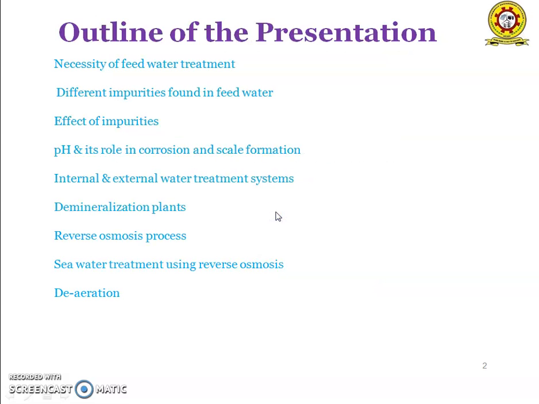The outline of my presentation is: necessity of feed water treatment, different impurities found in feed water, effect of impurities, pH and its role in corrosion and scale formation, internal and external water treatment systems, demineralization plants, reverse osmosis process, seawater treatment using reverse osmosis, deaeration, and in heat treatment, what are the stages of heat treatment and the different types of heat treatment processes.